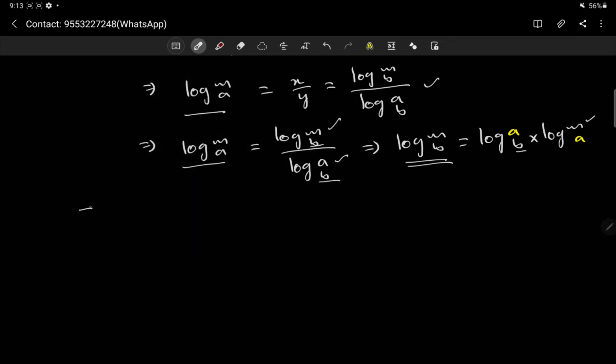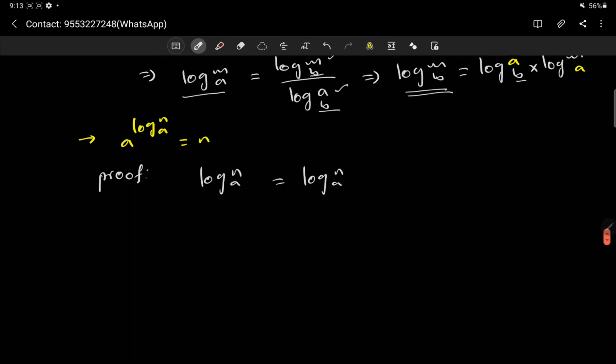Next result is a power log n base a, that is equal to n. So this one also we need to prove to solve some problems. See here, we all know that log n base a is equal to log n base a. So both are equal only, right? Now we are removing this log so that these two numbers will interchange. In that way we need to remember, as I already said. Therefore, a power log n base a is equal to n. Okay. So hence it has been proved.